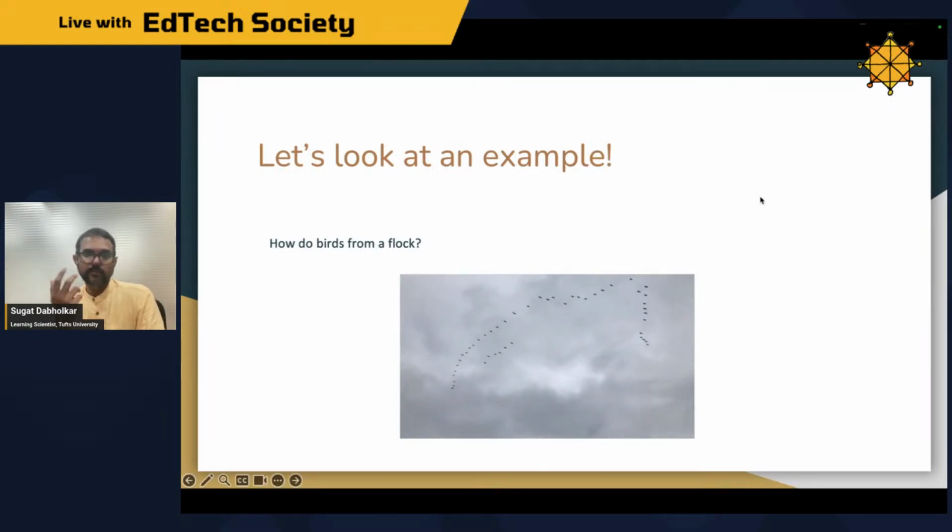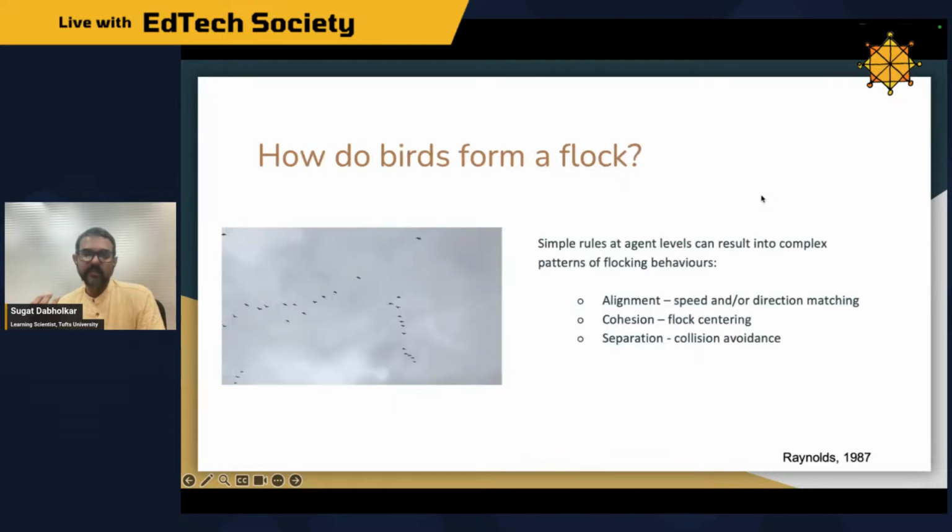This question has been studied by several people over decades. And in the late 1980s, Reynolds proposed the idea that there's something happening at the agent level. Each individual bird, being an agent, follows simple rules related to three different things: alignment, cohesion, and separation. Alignment means whether I'm matching the direction of my neighbors. Cohesion is whether I'm moving towards the center. And separation means collision avoidance. Am I colliding with my neighbors or not?